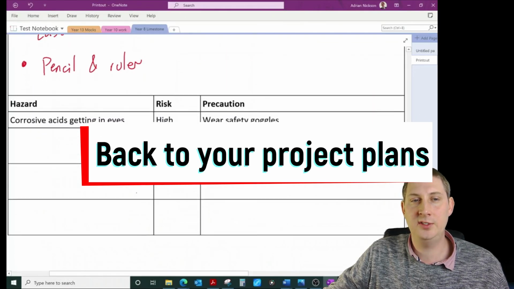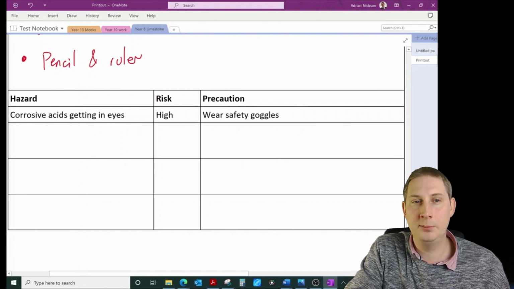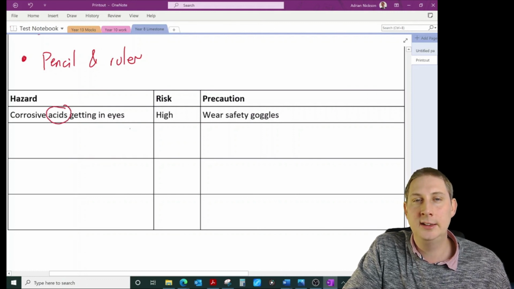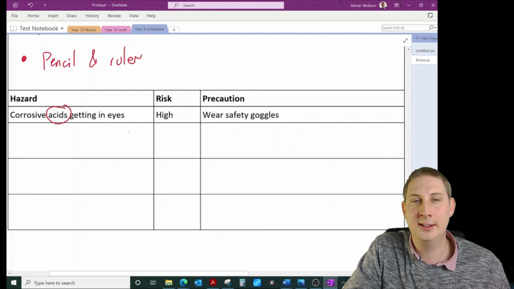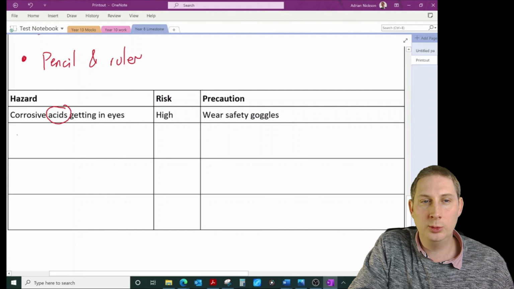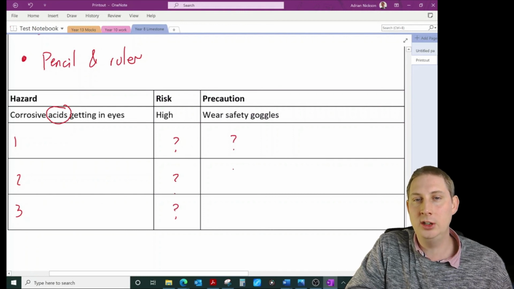And finally, for this first part, here's the first hazard and the first clue. Corrosive acids getting in your eyes. If you're struggling to think of a method, it's going to involve acid. The risk is high. The precaution is to wear safety goggles. I want 1, 2, 3 further hazards. What are the risks of each? And what precautions are you going to take?